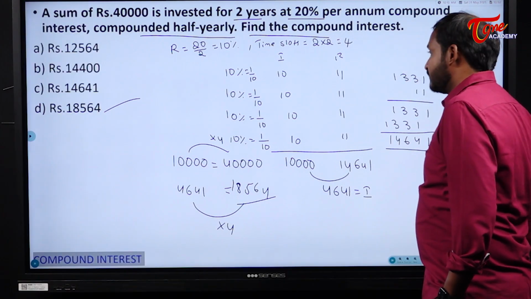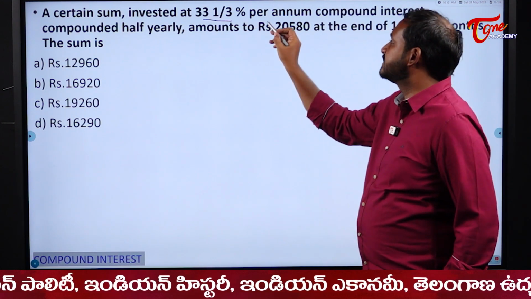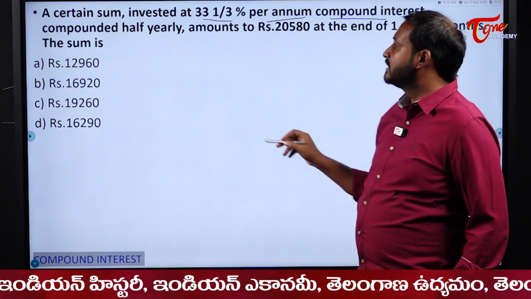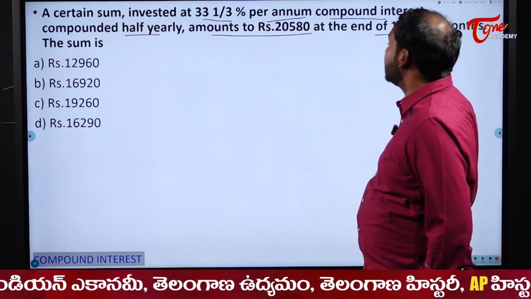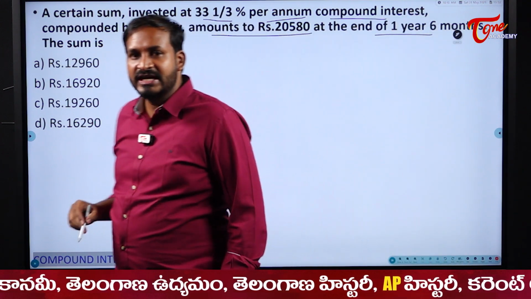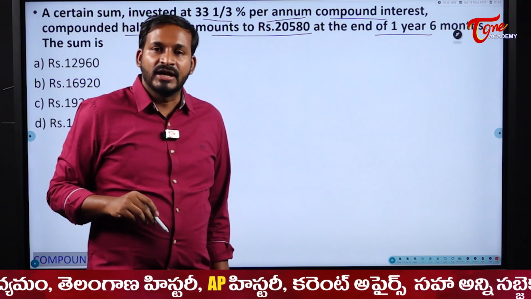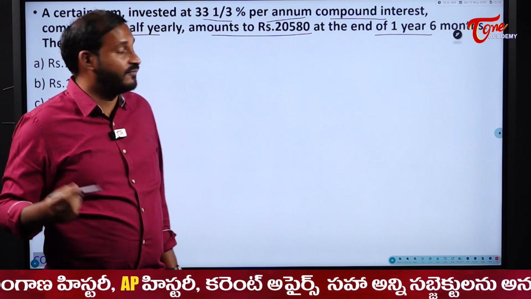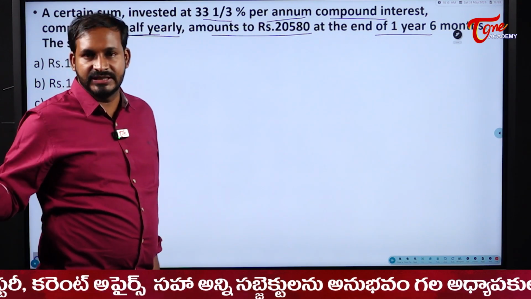Okay. Next one. A certain sum invested at 33 1/3% per annum compound interest compounded half yearly amounts to something at the end of 1 year 6 months. 1 year 6 months means how many time slots, students? 1 year 6 months means how many half years? Why? Because it is compounded half yearly. 3 time slots. Okay, time slots, it is very clear.